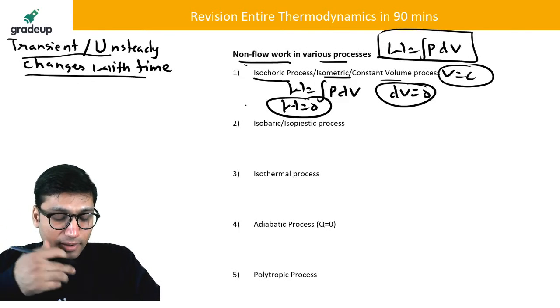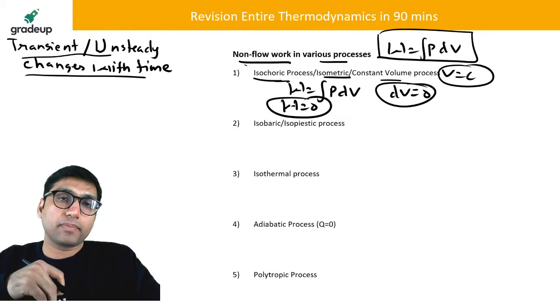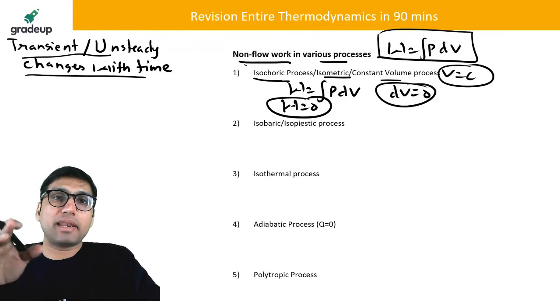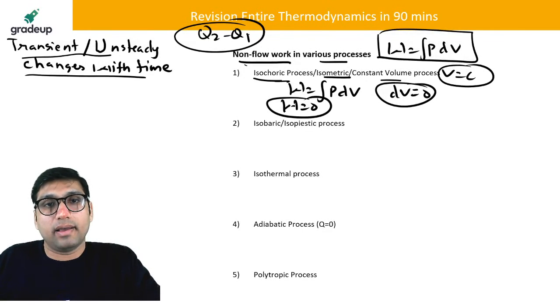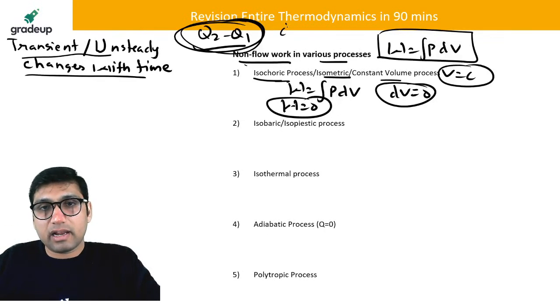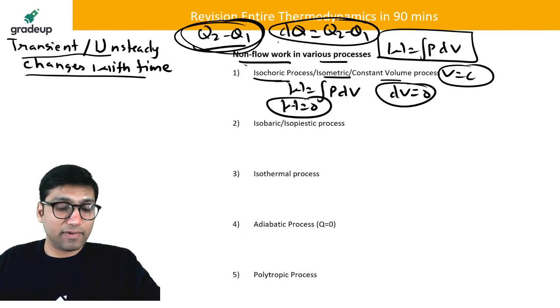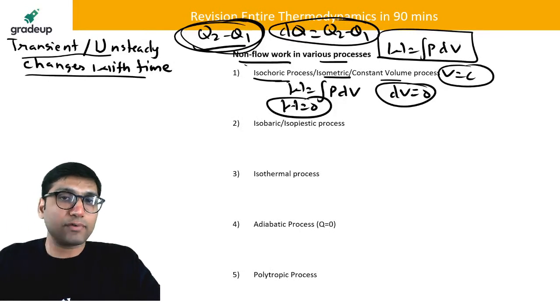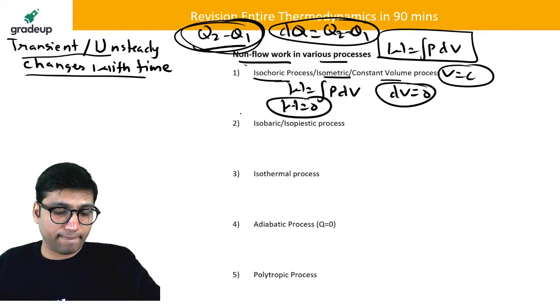Who told you, Imran Khan, that we can write heat as Q2 minus Q1? We cannot write heat as Q2 minus Q1. Have you seen anywhere in thermodynamics where I have written heat as Q2 minus Q1, or change in heat equal to Q2 minus Q1? Have you seen that in any book of thermodynamics?